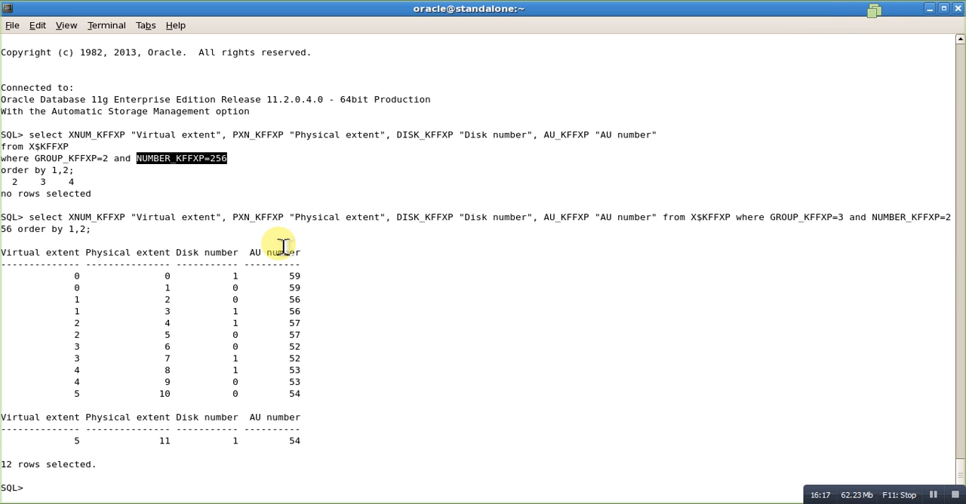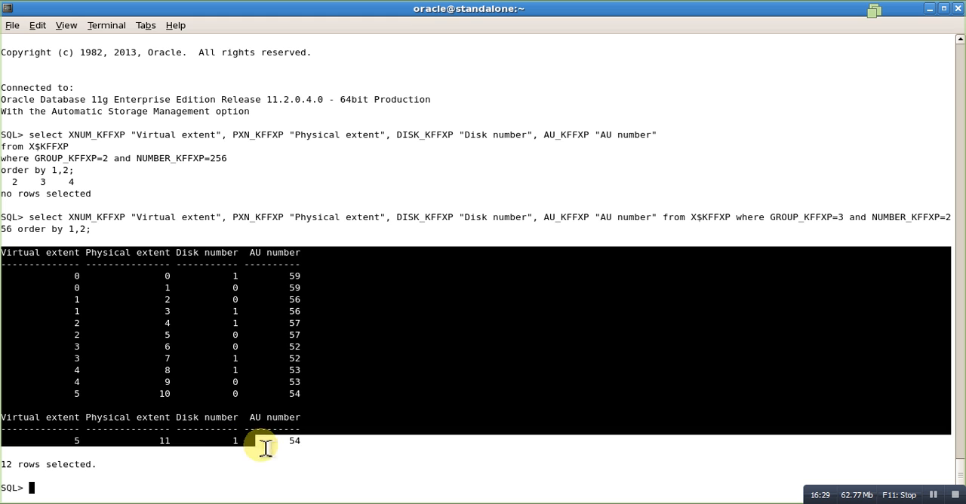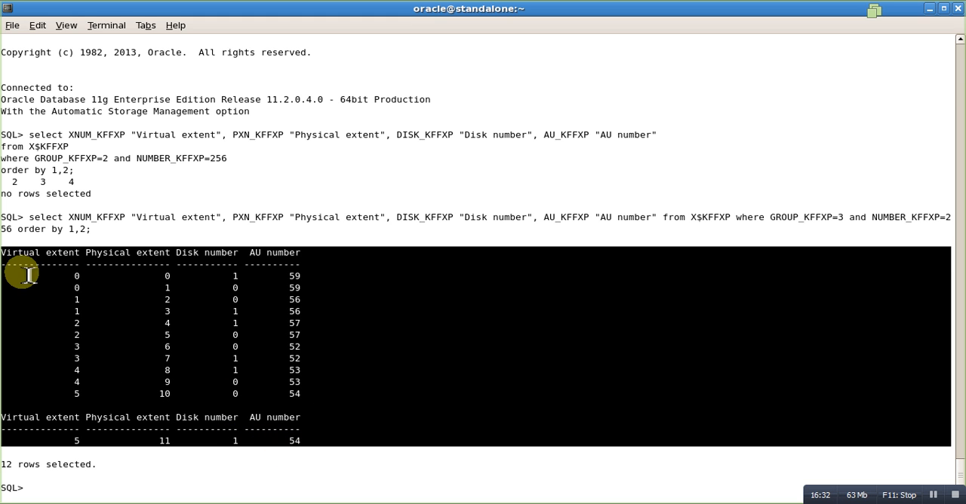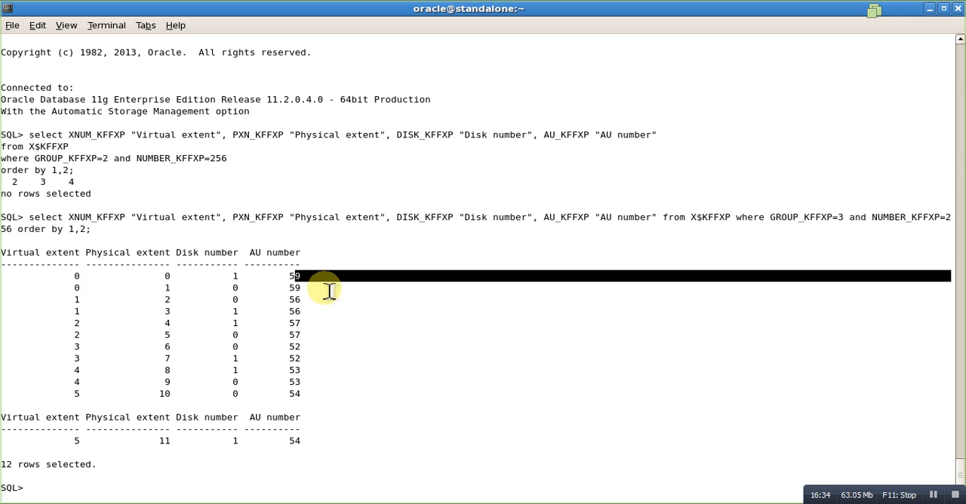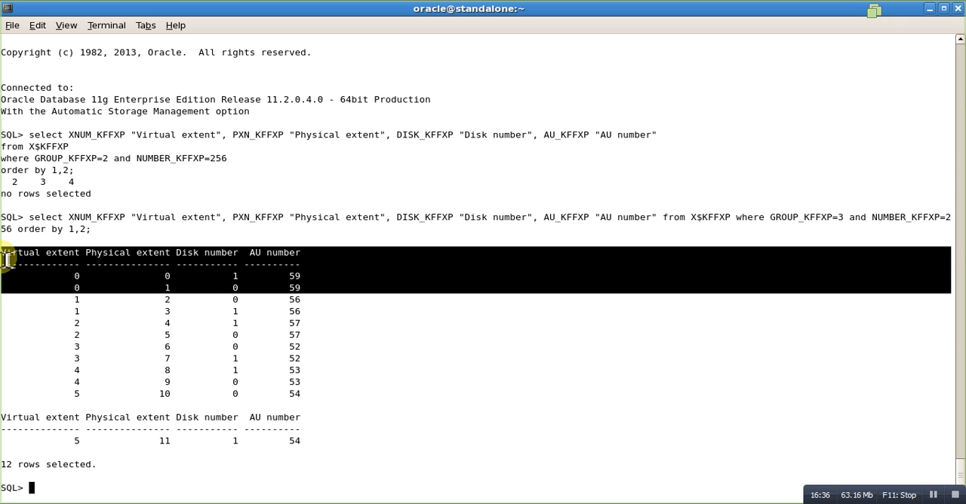So here from this output we can see that I've created a file of size 5 MB, which means that I have 5 allocation units from 0 to 5. So total 6 allocation units will be created. Allocation unit 0 has some information related to the file header.